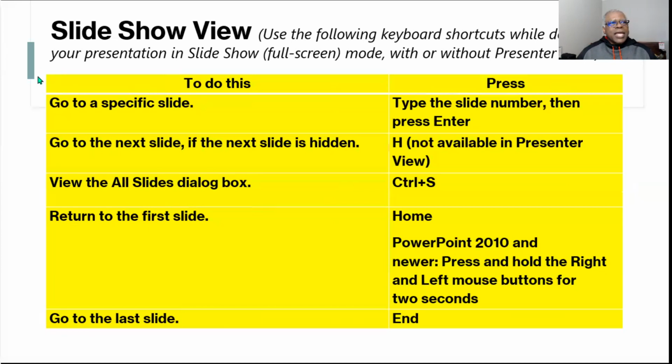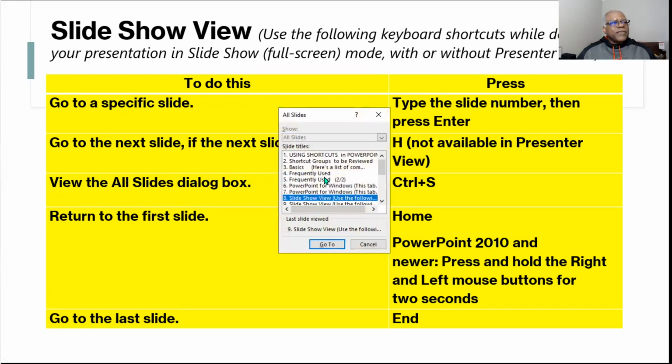So you press the slide number and enter. This will take you to the next slide, even if the slide is hidden. We know what Control S is. Oh no, this is different in slideshow view. If you press Control S now, you have a list of all your slides.